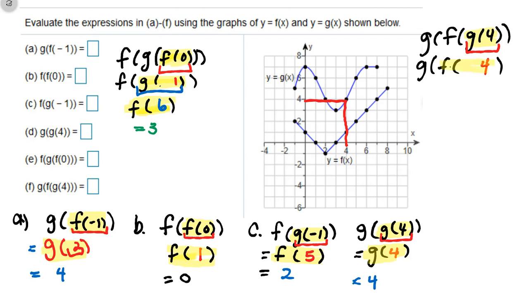Now I want to find f of 4. I have an x value of 4, go up to the graph of f, and I get a y value of 1. So f of 4 is 1.